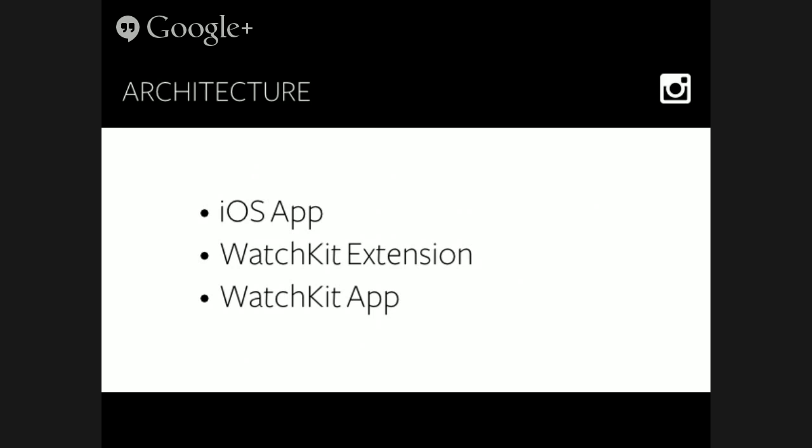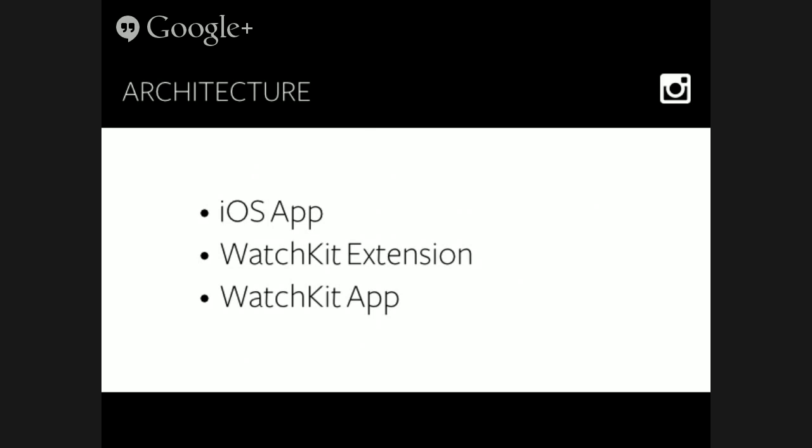So real quick on the watch architecture, how WatchKit works. You've got 3 parts. You've got the main app. You've got your WatchKit extension. Your extension is what basically has your controllers, executes the code. Then you've got your WatchKit app. That's what's got your storyboards and all of your local assets.